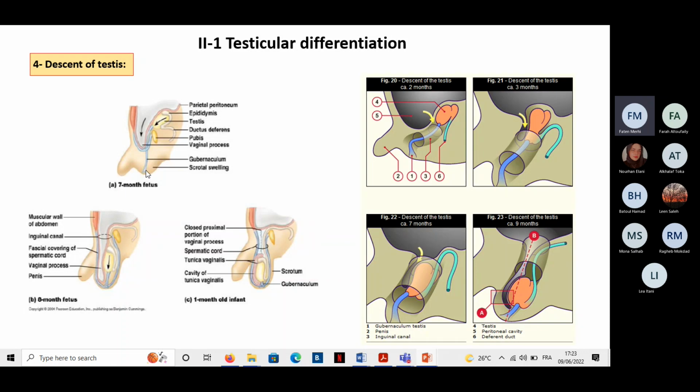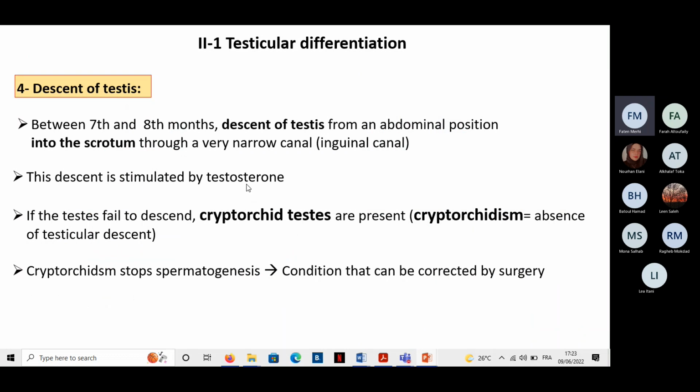adjacent to the penis. And in fact, we will have now, not all the details are required, but for their descent, they will descend through an inguinal canal. There is a canal called the Inguinal Canal.